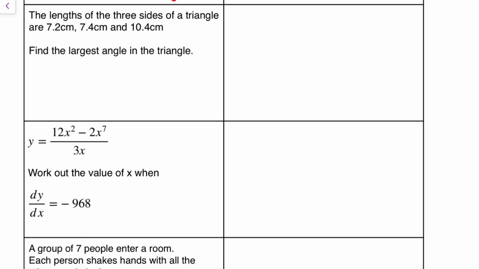The lengths of three sides of a triangle. I think it's going to be another area question after a couple of days ago. The lengths of three sides are this, find the largest angle. Okay, this isn't too bad. So it's kind of like an isosceles triangle, isn't it? I mean, they're almost the same. That's 7.2 and that's 7.4, and this is the longest side at 10.4. So it therefore makes sense that this is also the largest angle.